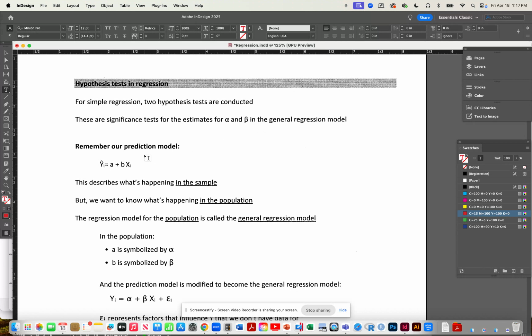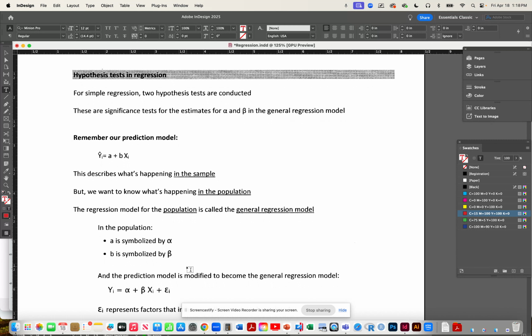First, remember our prediction model. Y hat equals A plus B times X. This describes what's happening in the sample, but we want to know what's happening in the population because samples lie. The regression model for the population is called the general regression model. And in this population, A is symbolized by alpha, and then B is symbolized by beta.